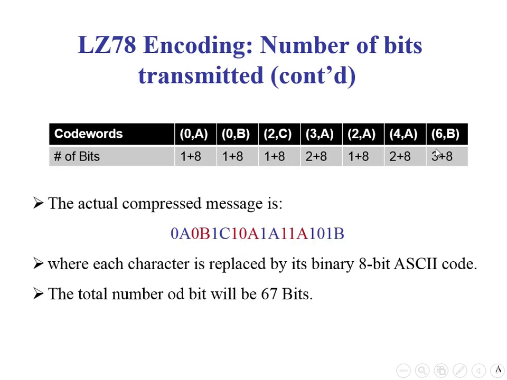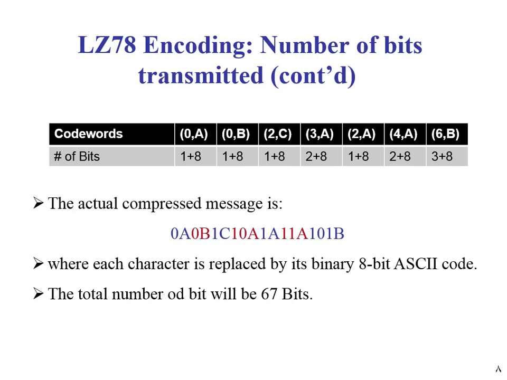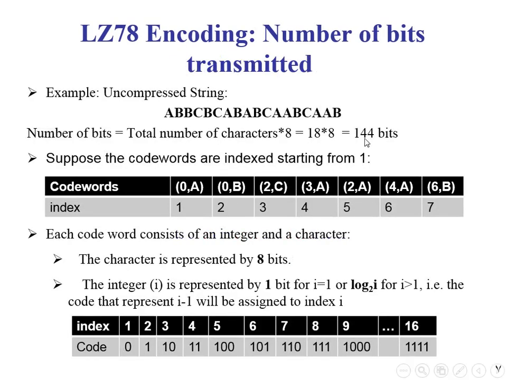As shown here, we compute the number of bits for each code word. When we add all of these bits, we get 67 bits. So the compression efficiency would be 67 over 144 bits, as a percentage.